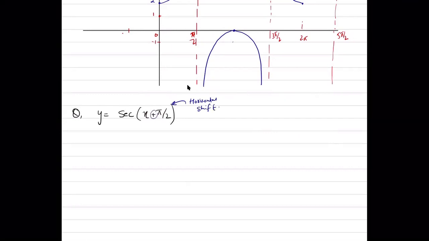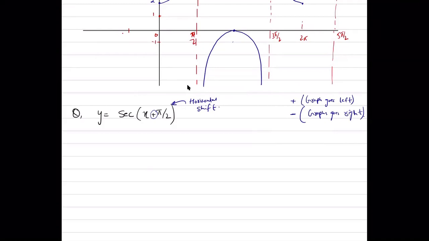Now, if there's a plus sign, then the graph is going to be shifted. The graph goes left. And if there is a minus sign, the graph goes right. You need to remember this. Again, we are going to deal with the asymptotes first.